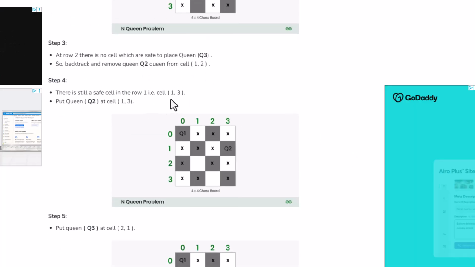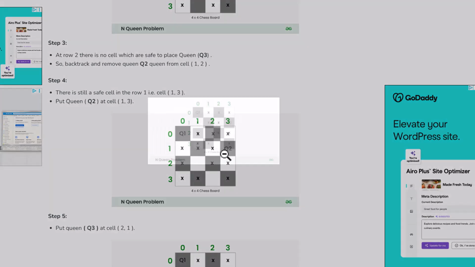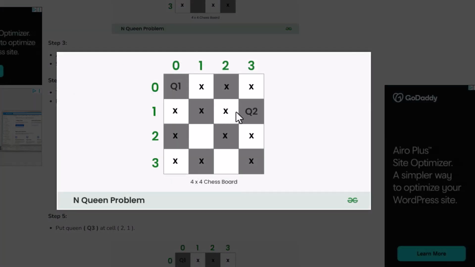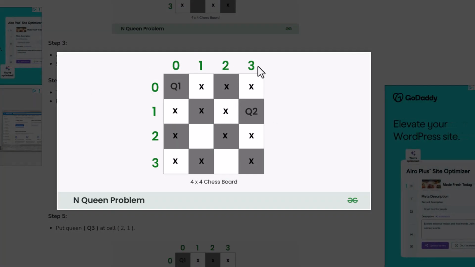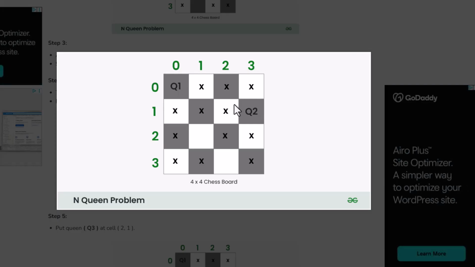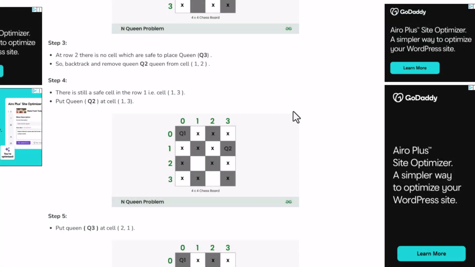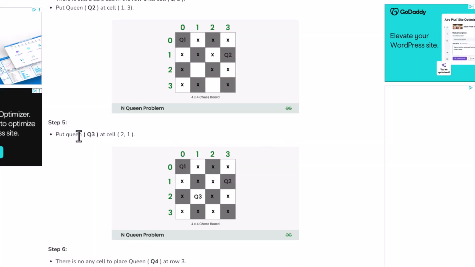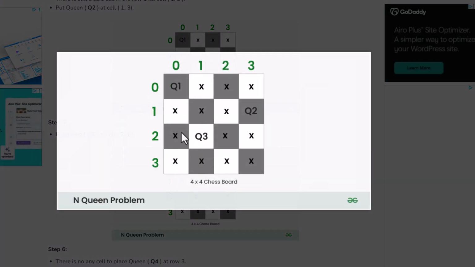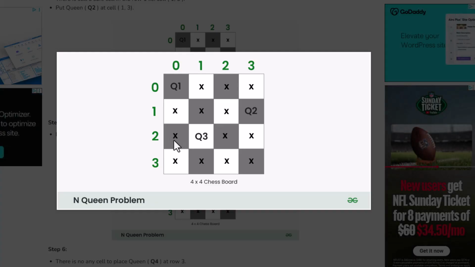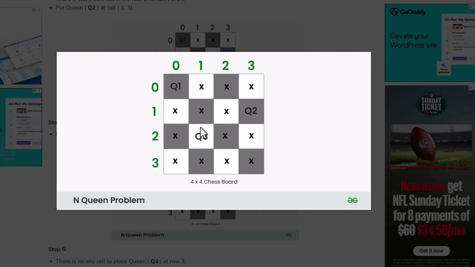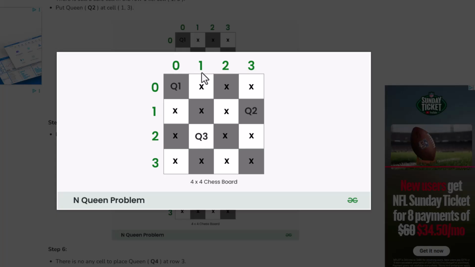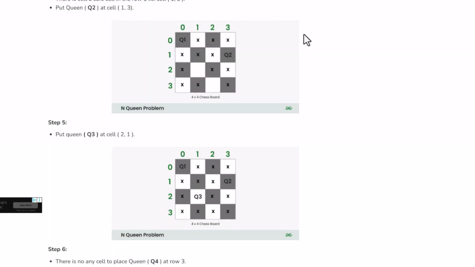There's still a safe cell in row 1, so instead of having Q2 in column 2, we put her in column 3. Okay, so Q1 and Q2 are still not clashing, so we can try that one. Next, put the queen Q3. If we try it at 2-0, then that clashes with Q1, but if we go to 2-1, that puts Q3 right at 2-1, where Q1 cannot attack it, and neither can Q2. So that is actually a promising node.